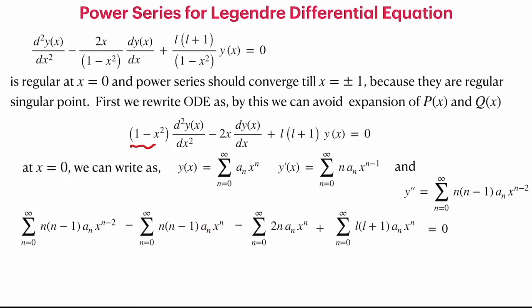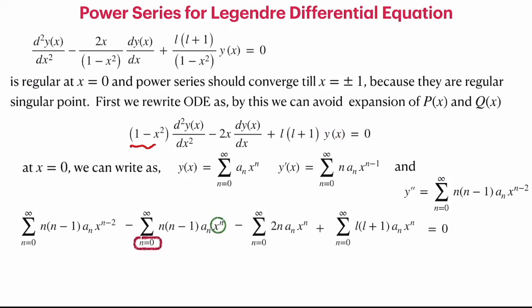The next term comes because minus 2x is multiplied to y prime. That is, we have it here as a minus sum n going from 0 to infinity, 2n a n x to the power n. Here x to the power n minus 1 becomes x to the power n because of the multiplication by x. And the last term, which is L into L plus 1 into y, is given as sum n going from 0 to infinity, L into L plus 1, a n x to the power n.